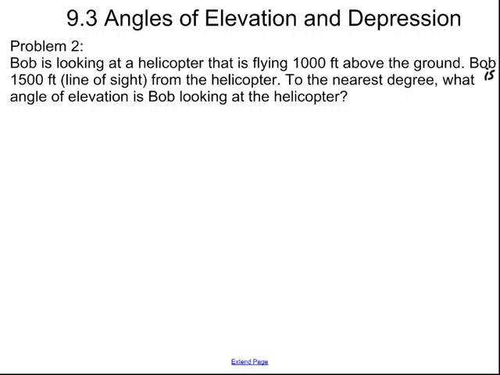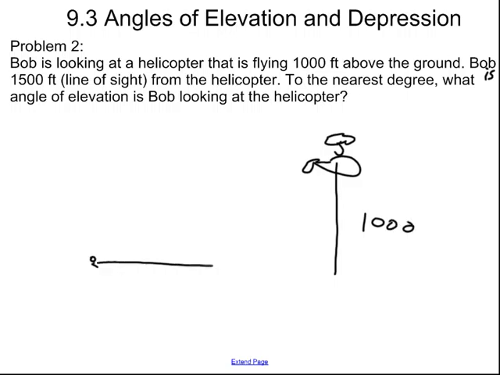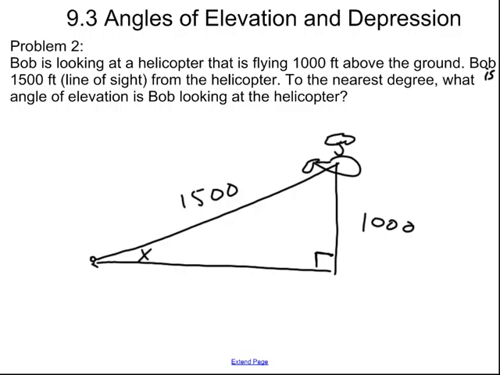Okay, I've got a helicopter. Here's my helicopter. See the rotors on top? All right, so my helicopter looks like a tree. Anyway, I don't care. A tree on top of a whale or something. Here's Bob. Bob's down here looking at it. And it's flying 1,000 feet above the ground. So there's my 1,000 feet. And Bob is 1,500 feet line of sight. Here's his sight to the helicopter. This is 1,500 feet. This is making a right angle. To the nearest degree, the angle of elevation is this one.